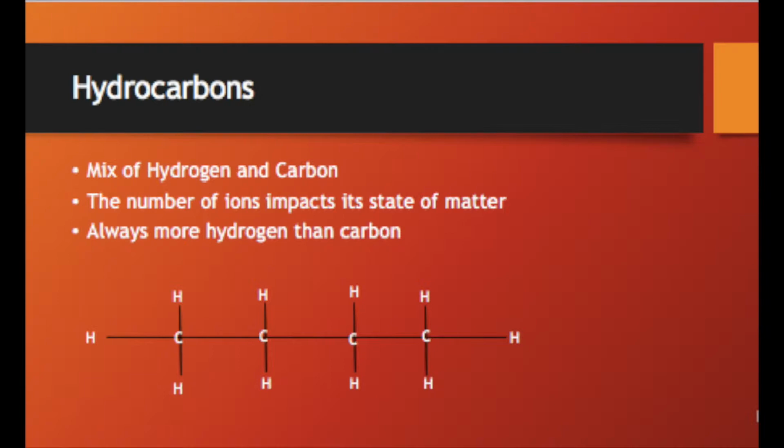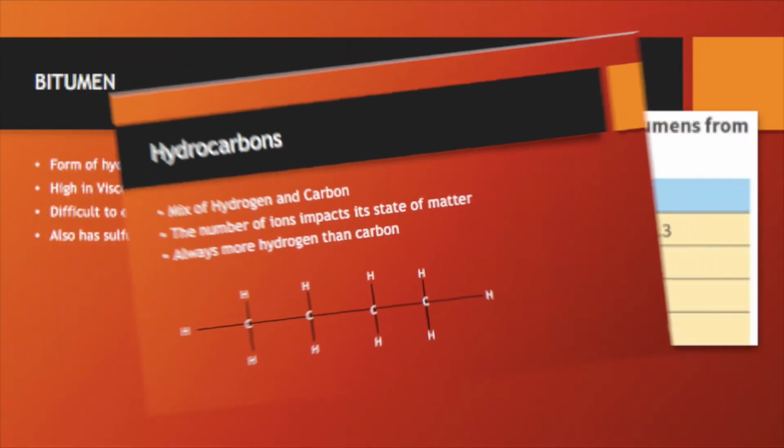Hydrocarbons are an essential part of this lesson because without them, bitumen, the main ingredient, we can call it, of tar sands, is not created. In order to avoid using a Google image, I created my own hydrocarbon. As you can see, it has about 4 carbons and 10 hydrogens, and it creates the substance butane.